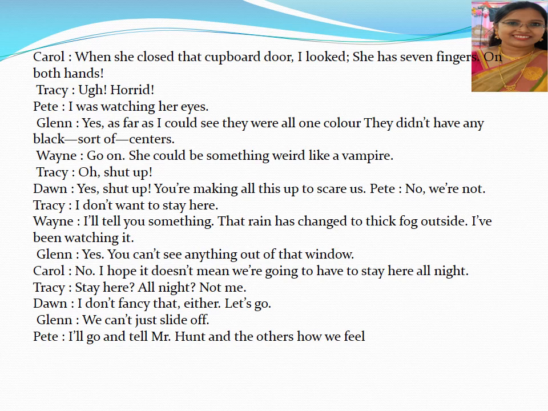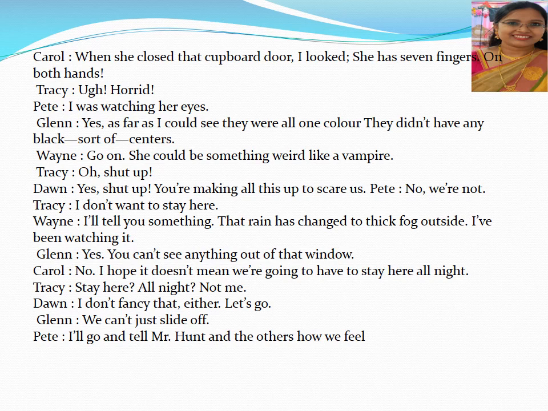Wayne: That rain has changed to thick fog outside. I have been watching it. Glenn: Yes, you can't see anything out of that window. Carol: No, I hope it doesn't mean we are going to have to stay here all night. Tracy: Stay here all night? Not me. Dawn: I don't fancy that either. Let's go. Glenn: We can't just slide off. Patty: I will go and tell Mr. Hunt and the others how we feel.